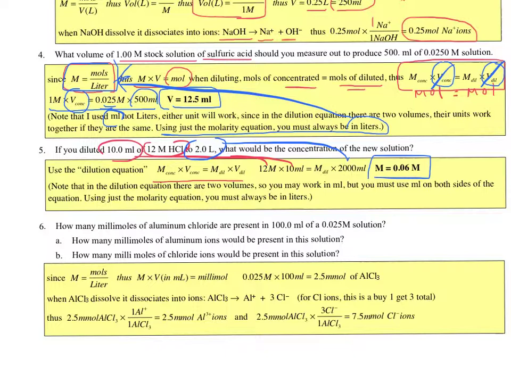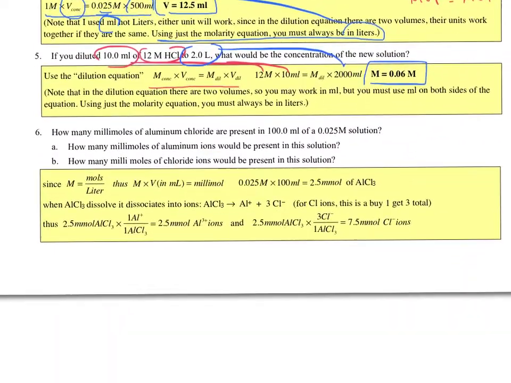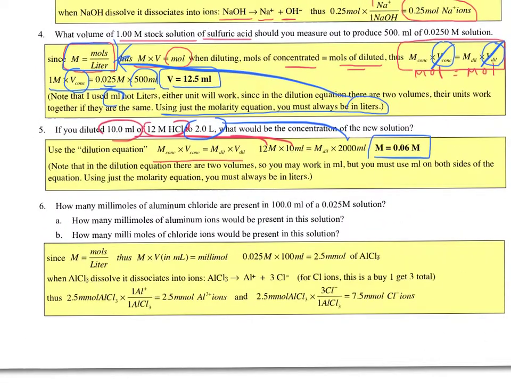The 6th problem, which is the last problem, I think. The 6th problem asks us how many millimoles of aluminum chloride are present in a certain volume and a certain concentration. Well, if you work in milliliters using the molarity equation, you will come out with millimoles. So simply take our concentration and our volume and solve for millimoles of the chemical that we're dissolving.